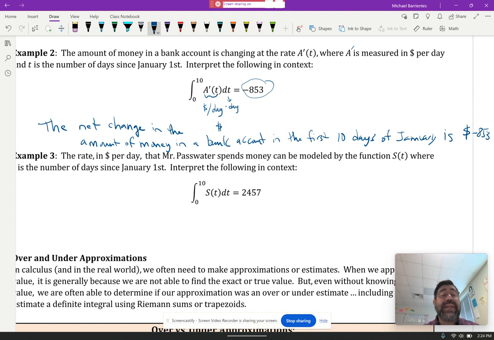But the idea here is because the account is measuring money coming in, measuring money going out, it's positive, it's negative. So the net change in the amount of money in the account in the first 10 days of January is negative $853. Meaning there could have been money coming in, there had to be money going out, but at the end of the 10 days, I have negative $853. That's the net change. That was the result of all the changes that happened.